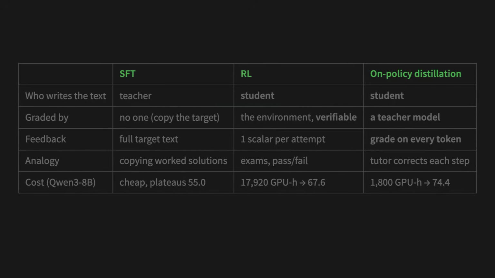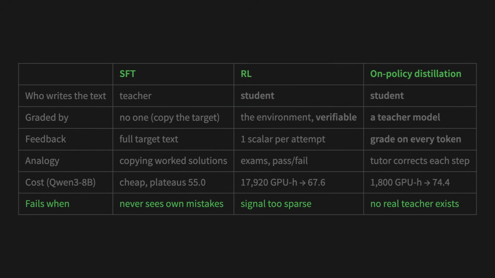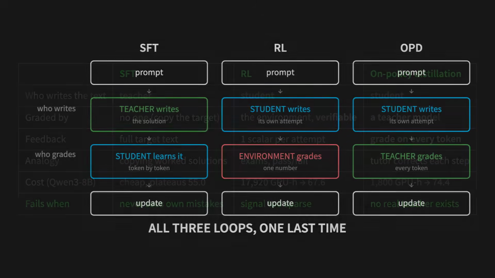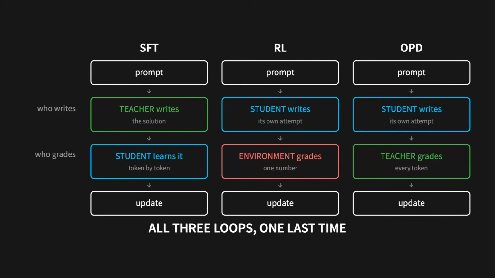You've seen this table before, so let's go straight to the last row and fill in when each one fails. SFT fails because the student never sees its own mistakes. RL fails when one number can't tell you which step to fix. Distillation fails when no real teacher exists, when nothing knows more than the student does. All three loops are lit one last time. That's the whole map. And after all that, here's the whole video in one table.